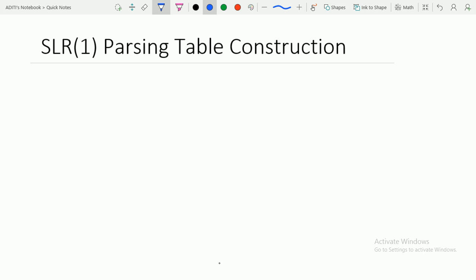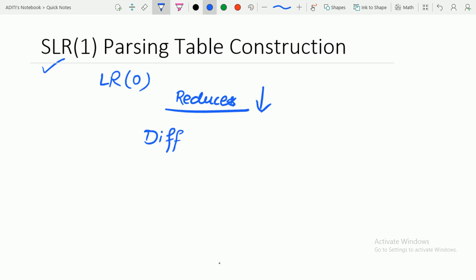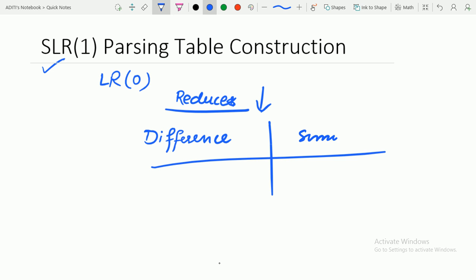Friends, in the previous lecture we studied LR0 parsing table construction, and in this video we are going to study SLR1 parsing table construction. The drawback of LR0 was that there was a very large number of reduce actions in the parsing table. So reduce operations are reduced in the case of the SLR1 parsing table. How? Let us see. Let us first consider the differences and similarities between LR0 and SLR1 parsing table construction.